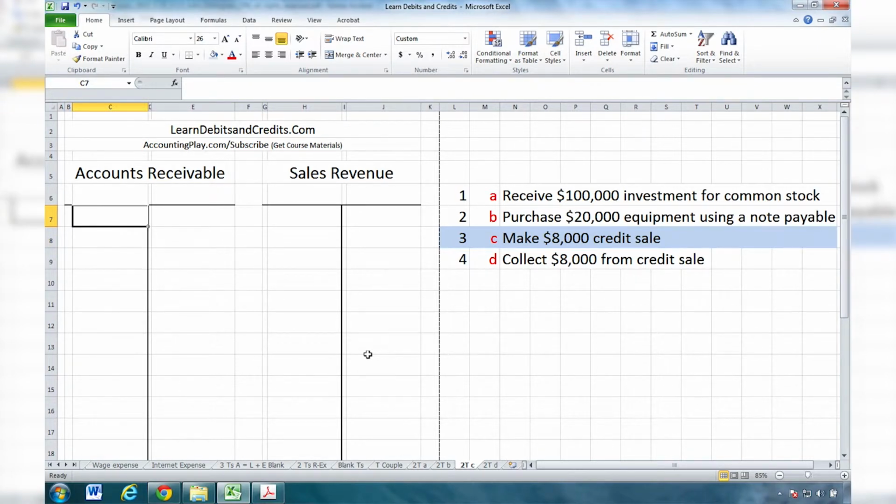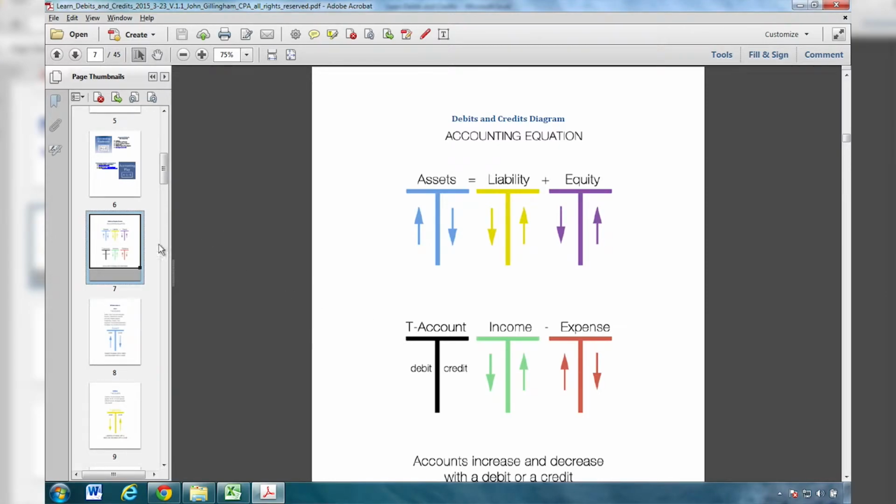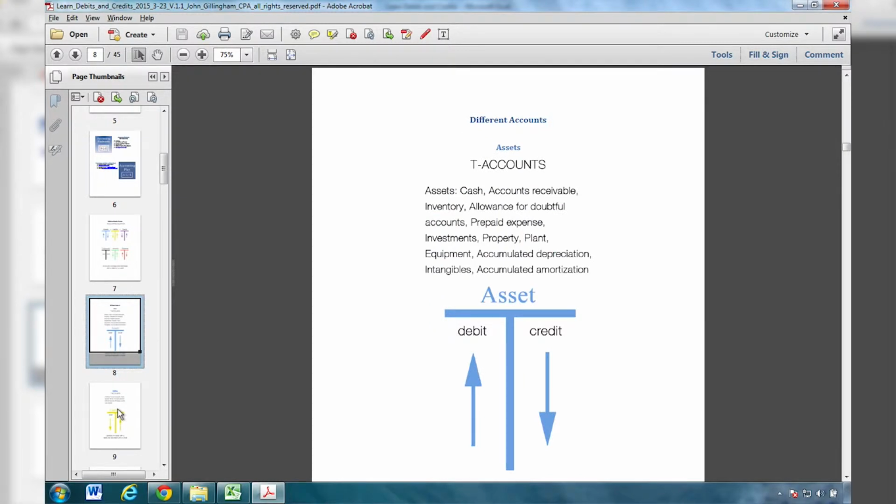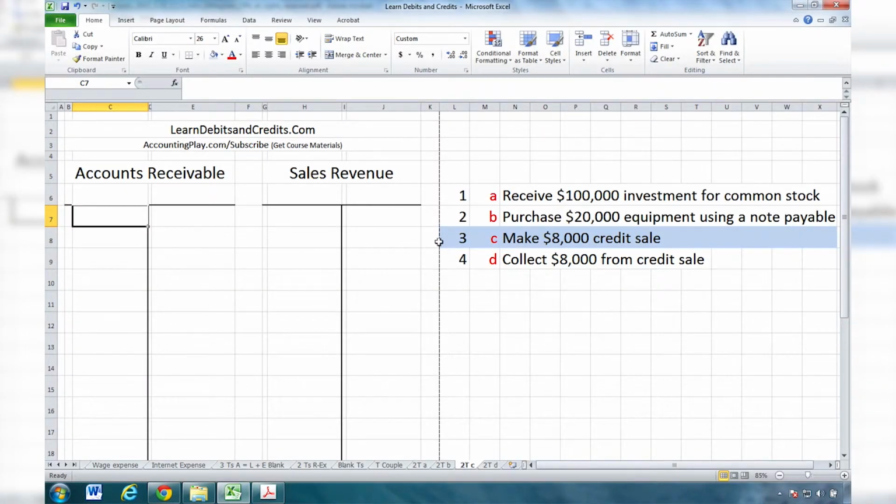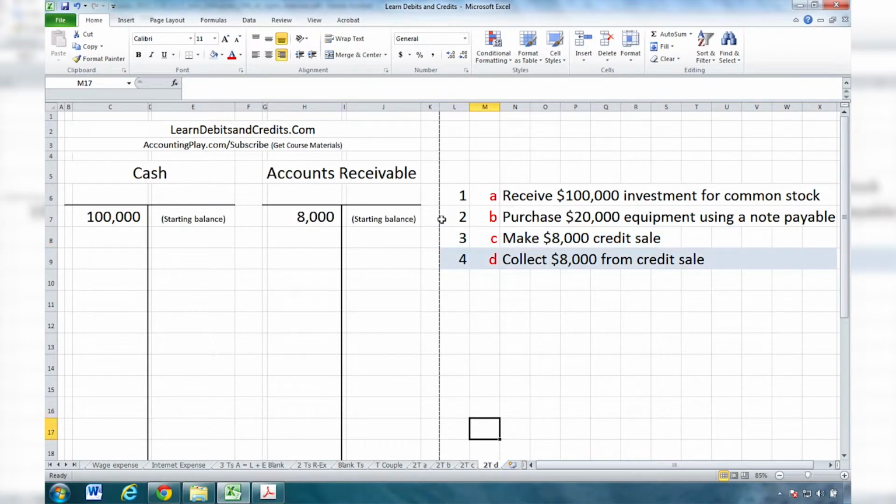What is AR? Let's think. What if we didn't know what AR is? And we're scouring through all these accounts. We figure out accounts receivable. It's an asset. Perfect. Coming back to here. Let's go ahead and increase 8,000 sales revenue. Credits do increase. Just like so.